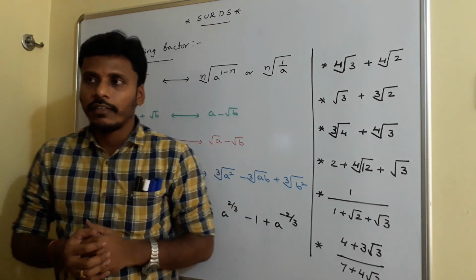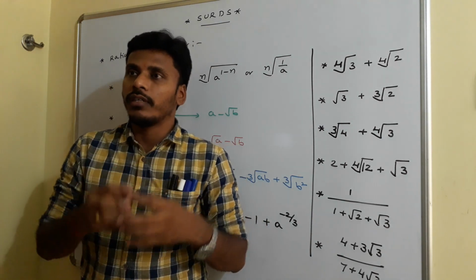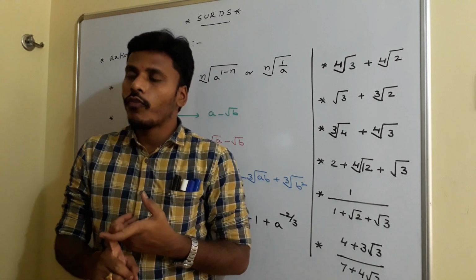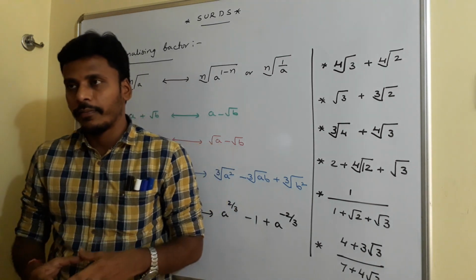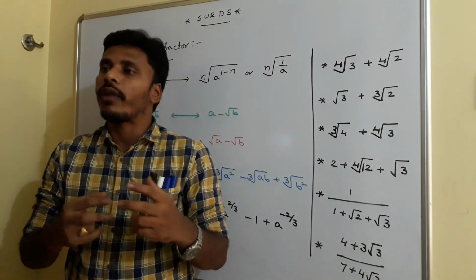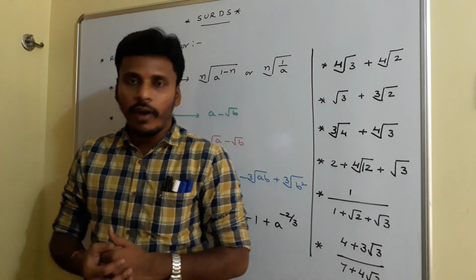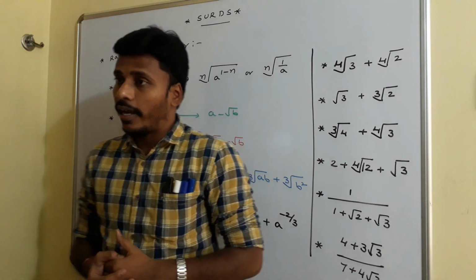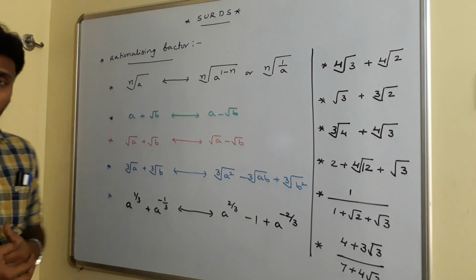What is a rationalizing factor? If you have two surds and the product of those two surds is a rational number, then we call those two numbers the rationalizing factors of one another. With that basic idea, we have rationalizing factors for different numbers.